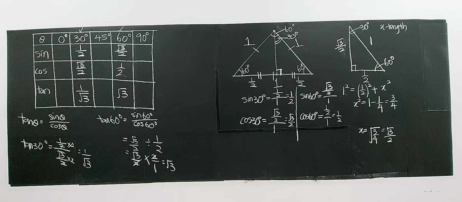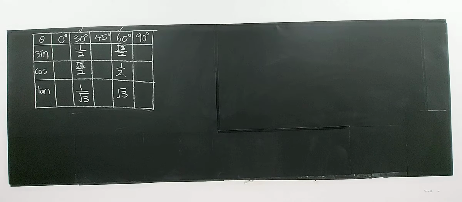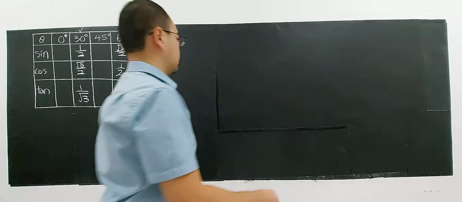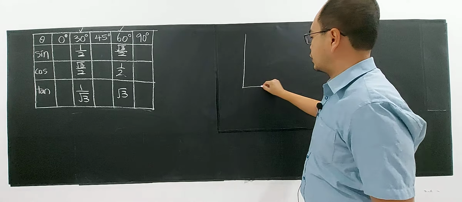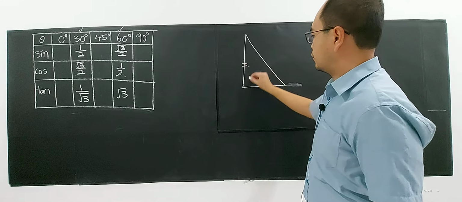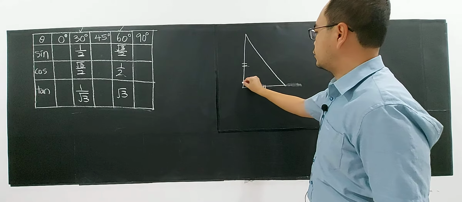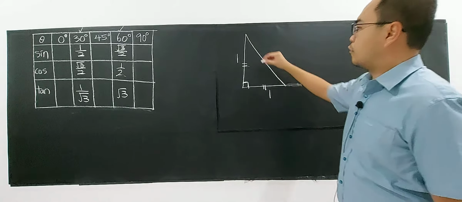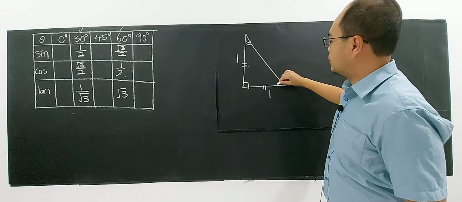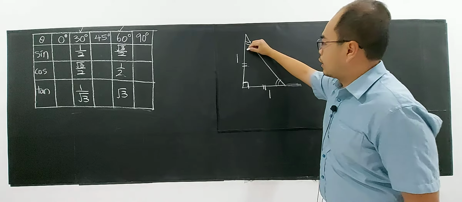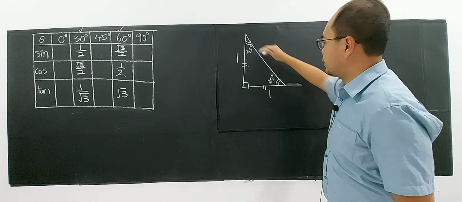Okay, in the same video I'm also going to generate the values for 45. Let's continue with the value of 45. For this one I will talk about a right-angled isosceles triangle, which has two equal sides and a 90 degree angle. Let these two sides have the same length, 1. Since this is isosceles, the other two angles will be the same. Because the total must be 180, 180 minus 90 gives another 90, and 90 divided by 2 gives 45 each.